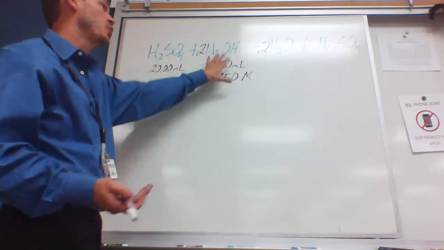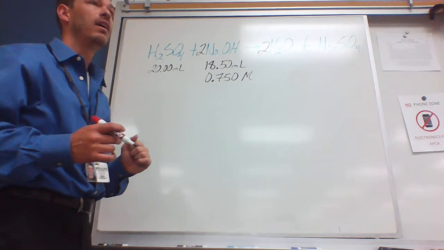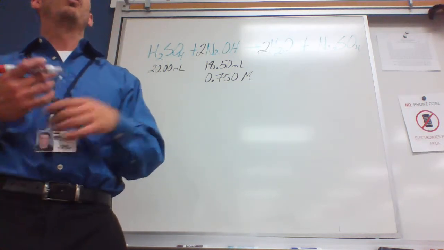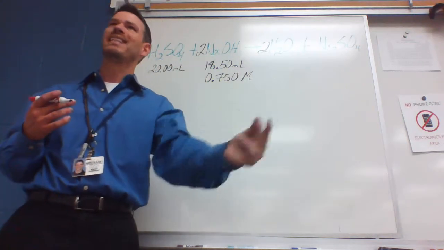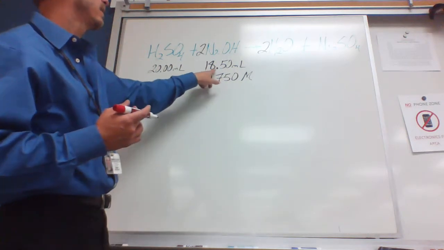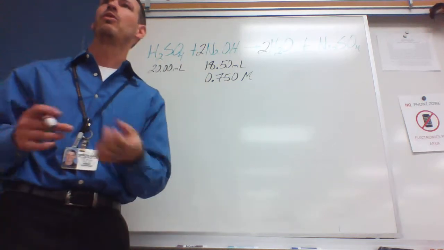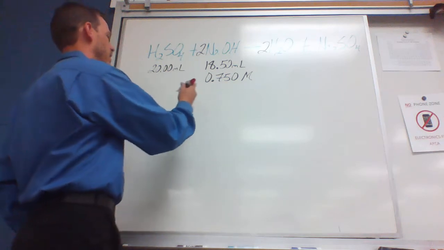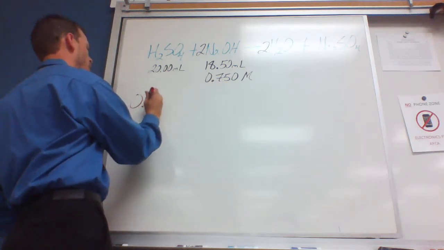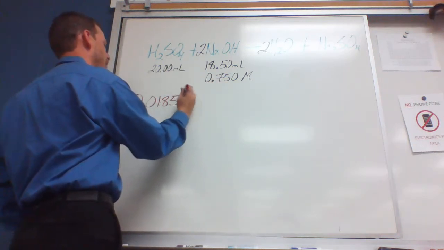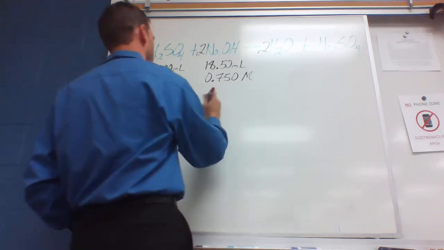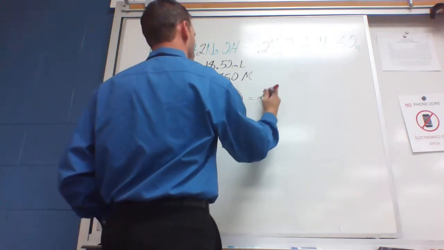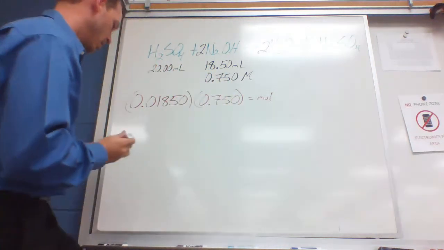Now, what's the only issue I have with the way those are written? You cannot put milliliters into the molarity equation. So again, the conversion should be second nature to you. It's 3 slides to the left, or you can divide it by 1,000 if you want to do that in your calculator. But really, it's 0.0185 times your molarity that is going to give you your mole count.